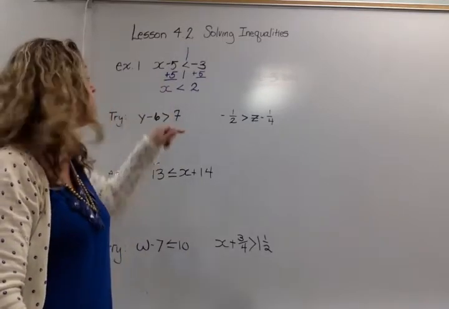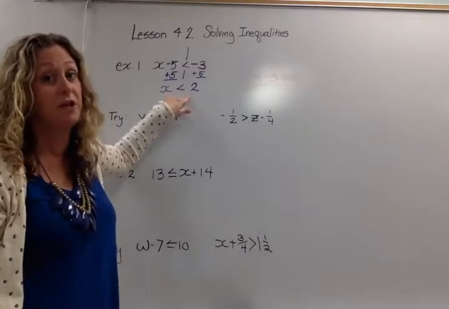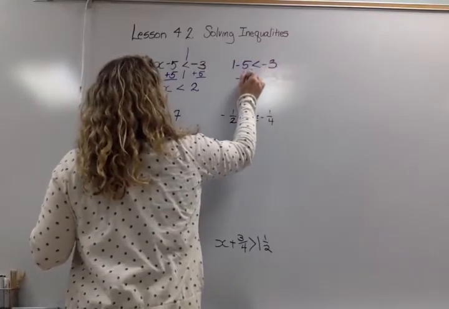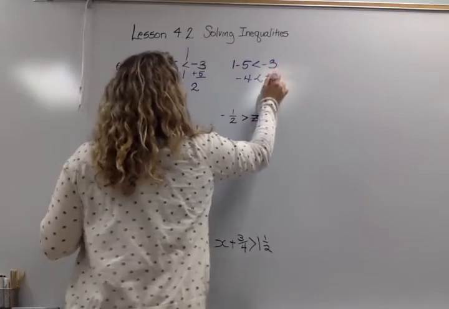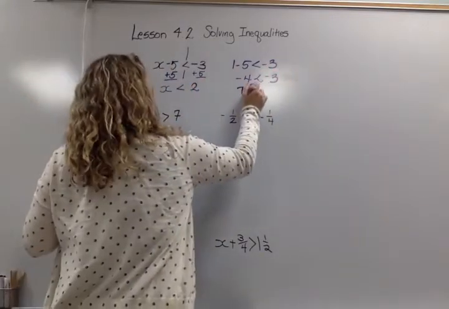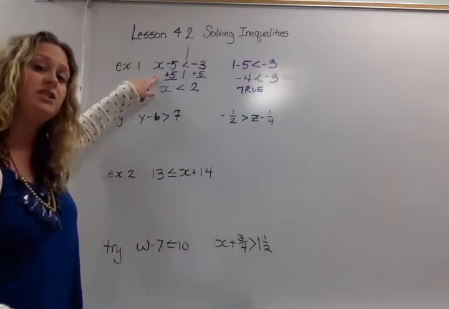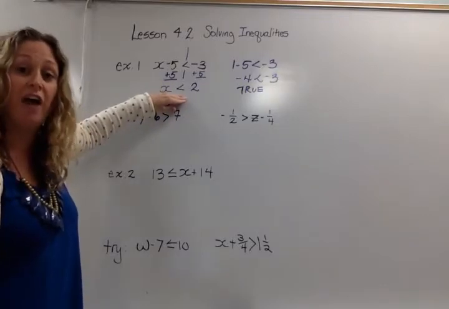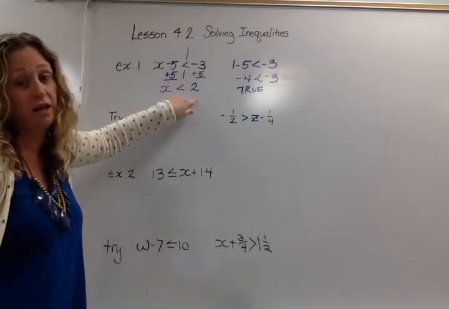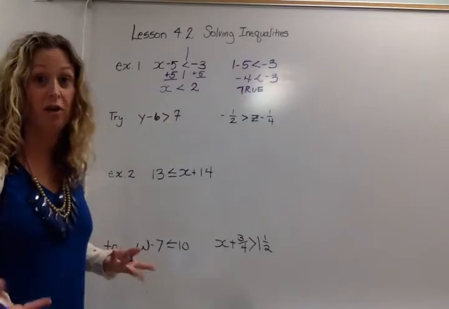That means any number that's less than 2, I can plug into the original inequality and it'll make the statement true. So if I select a value where x is less than 2, for example 1, 1 minus 5 is less than negative 3. 1 minus 5 is negative 4, and therefore negative 4 is less than negative 3, and it is a true statement. So what I've done is I've isolated the variable. The only difference is I'm not getting an actual value for x. I'm getting options for x. So x doesn't equal anything. x has to be less than 2, which means a lot of different numbers.